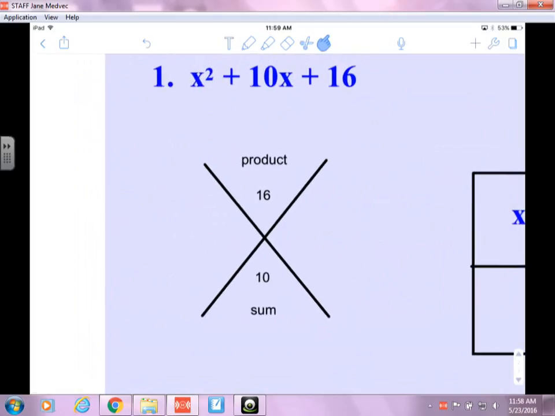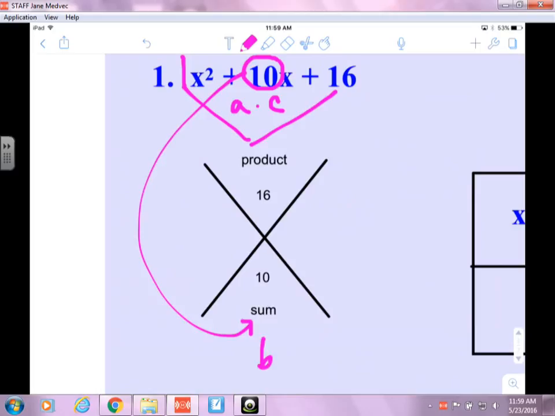So now I'm going to show you where those numbers come from. First of all, to get 16, there's a number in front of the x squared. The number is 1. So if I take 1 times 16, that gives me the product of 16. So we take the a term and multiply it by the c term. Now the sum, see that 10 down below? I'm going to take this b term right here, and that becomes the sum term down below.